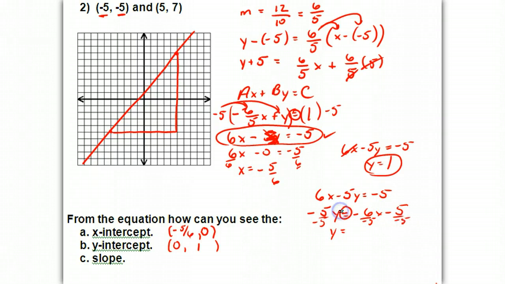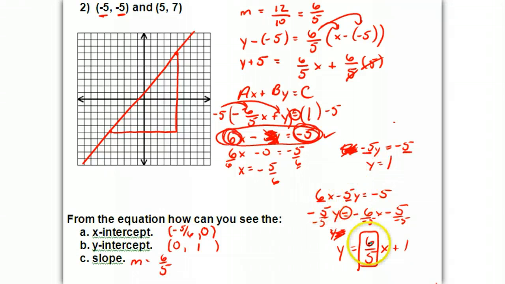everything, because it's an equation, I can do that. y is equal to, let's put this down here, y is equal to 6/5 x plus 1. So I can see my slope in there. So you can see your slope is 6/5.